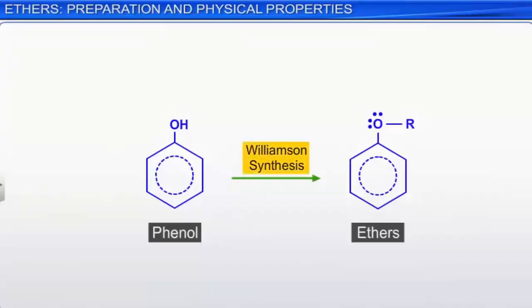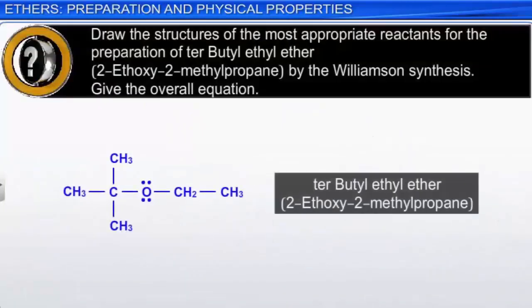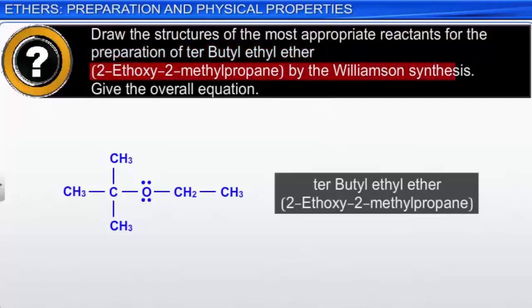The Williamson synthesis can also be used to convert phenols into ethers, as shown here, by means of phenoxide ions. Can you answer this question on your own? Draw the structures of the most appropriate reactants for the preparation of tertiary butyl ethyl ether, 2-ethoxy-2-methylpropane, by the Williamson synthesis. Give the overall equation.